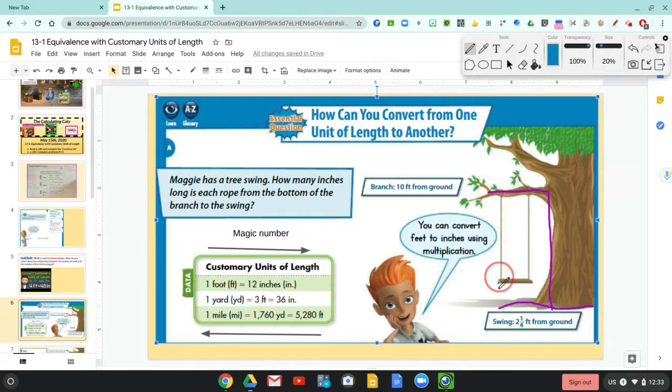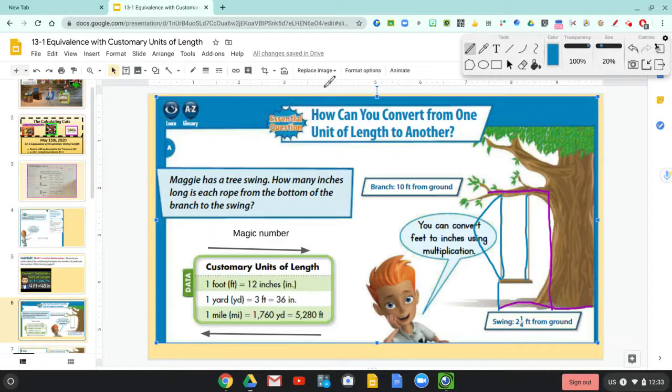So from here to here, that is 2¼, but they just want to know how far it is, like how long each of these ropes are. So they're talking about from here to here. So how long is this rope and how long is this rope?